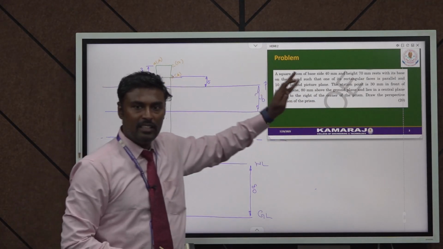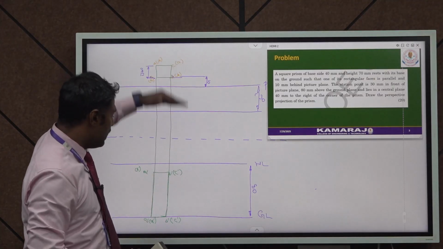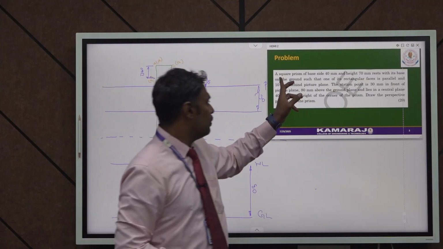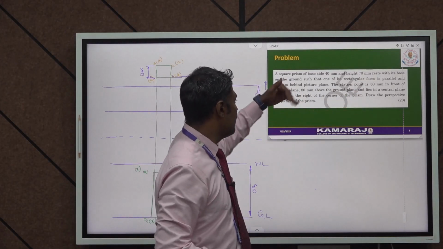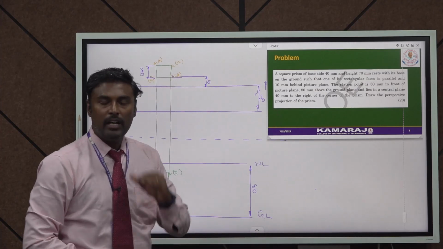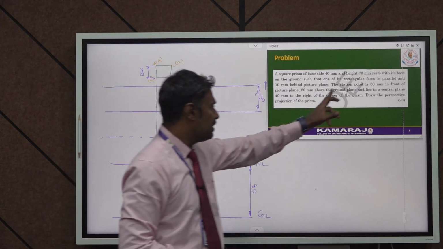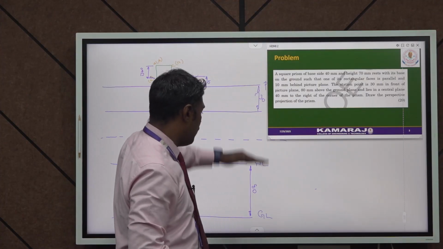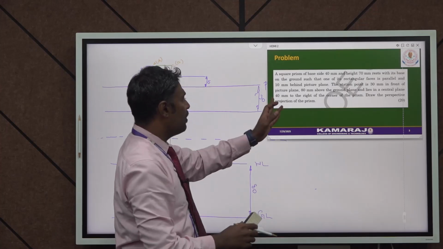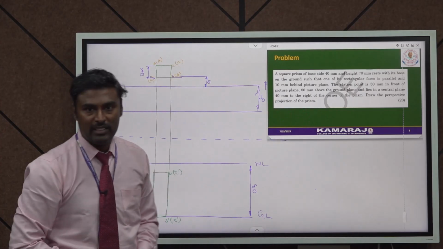So the first sentence is completed, that is, the top view and the front view of the square prism have been drawn successfully, such that the rectangular face is parallel and 10 mm behind the plane. Then we have to locate the station point. The station point is 30 mm in front of the picture plane, 80 mm above the ground plane, and it lies on the central plane, 40 mm to the right of the corner of the prism.